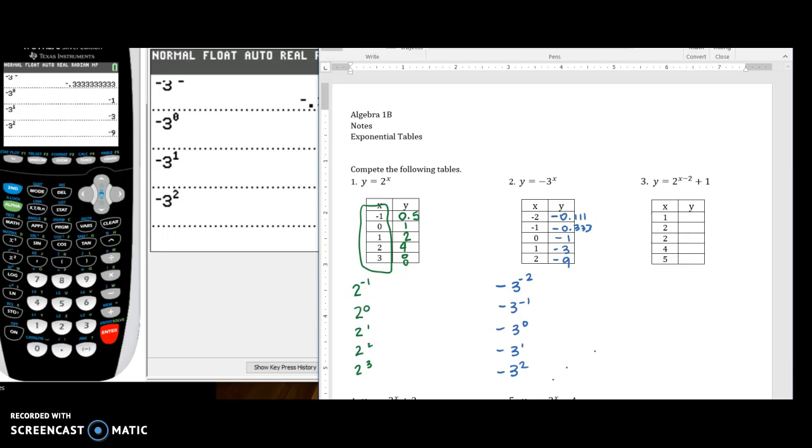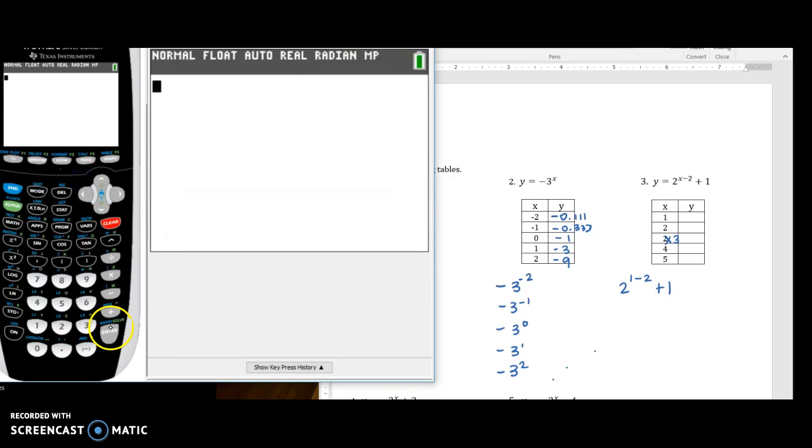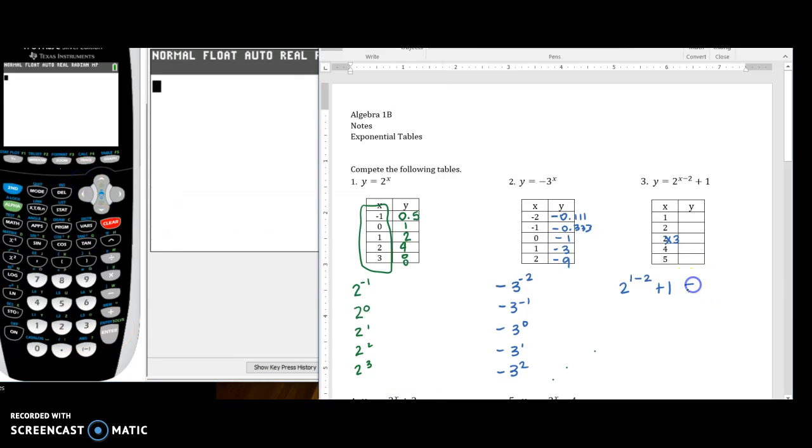Now number 3 is one that I really want to make sure we focus on, because number 3 requires us to do a little bit of extra math. Ooh, that should be a 3. Sorry. So let's plug in x. Our first x is 1, so it's going to be 2 to the 1 minus 2 plus 1. Take a little bit of time to do this math in your head first, because it affects how you punch it into your calculator. You need to be smarter than your calculator in this situation. So 2 to the 1 minus 2 would just be 2 to the negative 1 and then plus 1. And that's what you'll punch in.